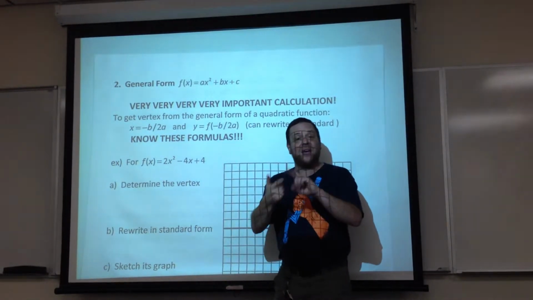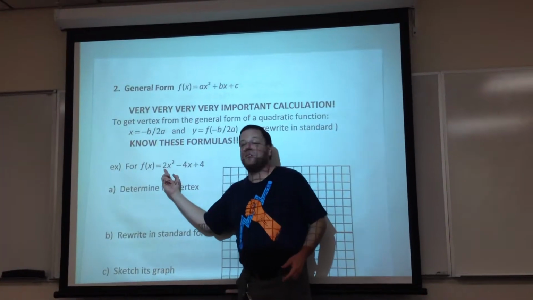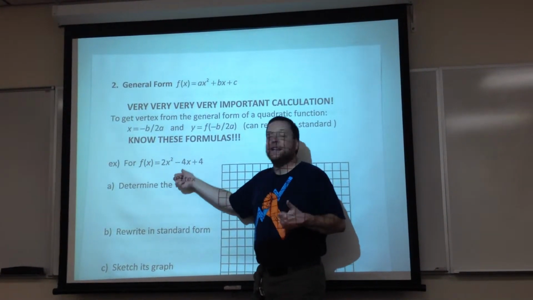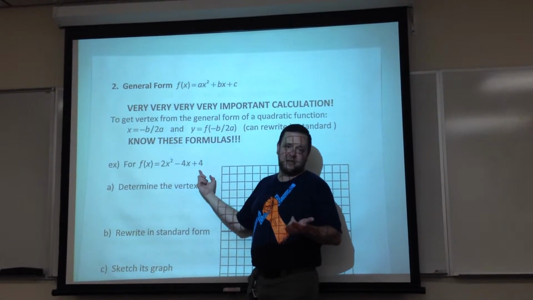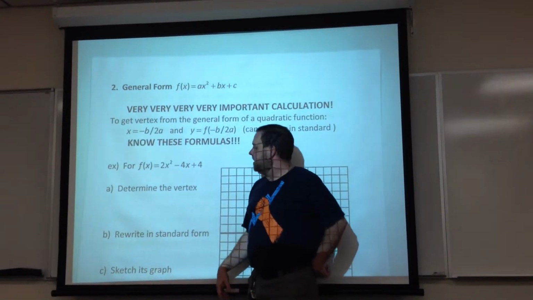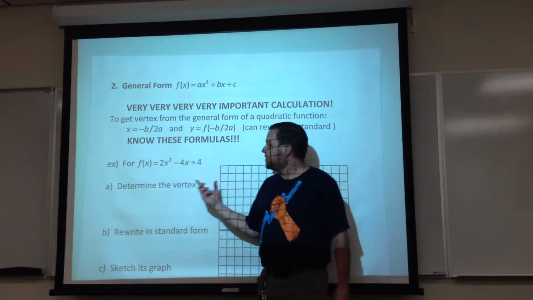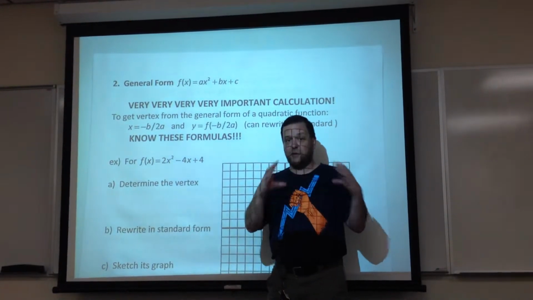And remember, the values of a, b, and c are the same as from the quadratic formula. The a is the value in front of your x squared. In this case, a equals 2. b is the value in front of your x. b is negative 4. And c is the constant term, the plus 4 right there. So the a and the b mentioned right here come from those values. When you do that calculation, that just tells you the x coordinate of your vertex.